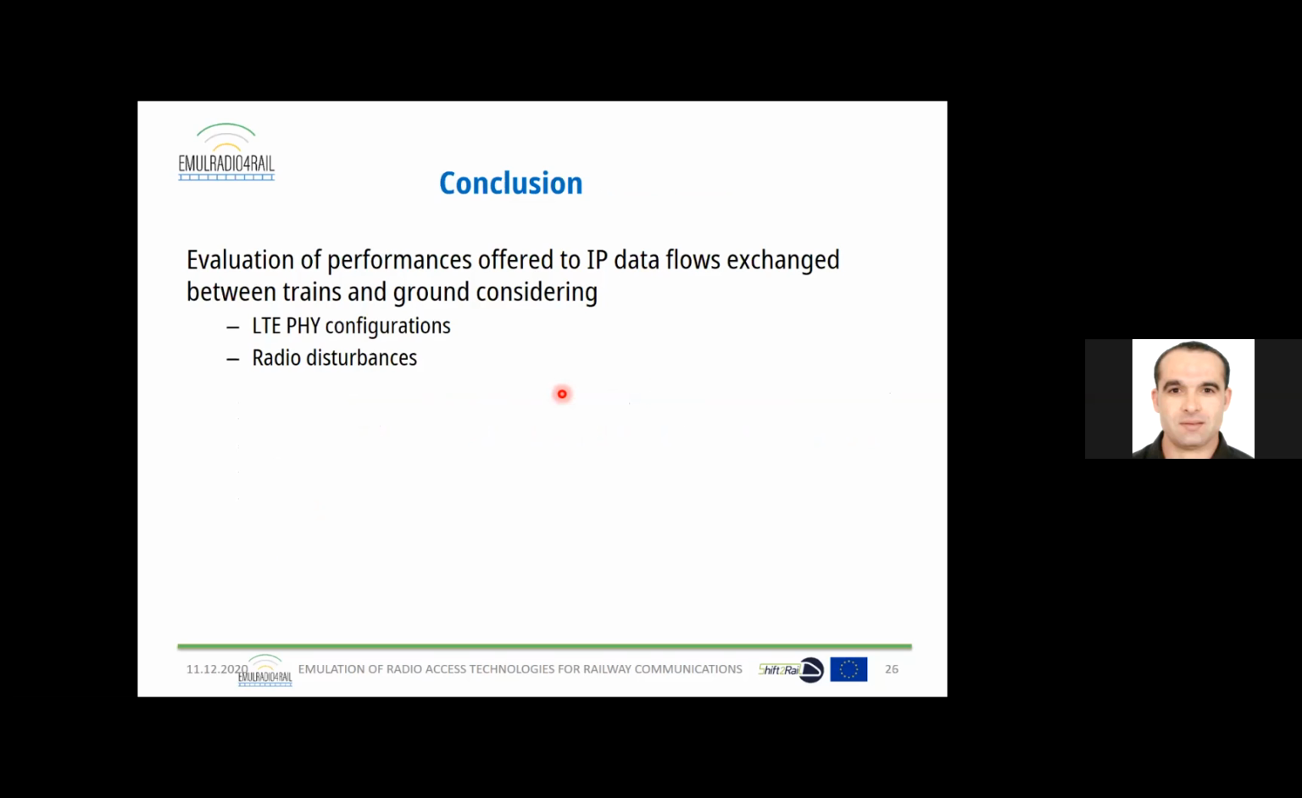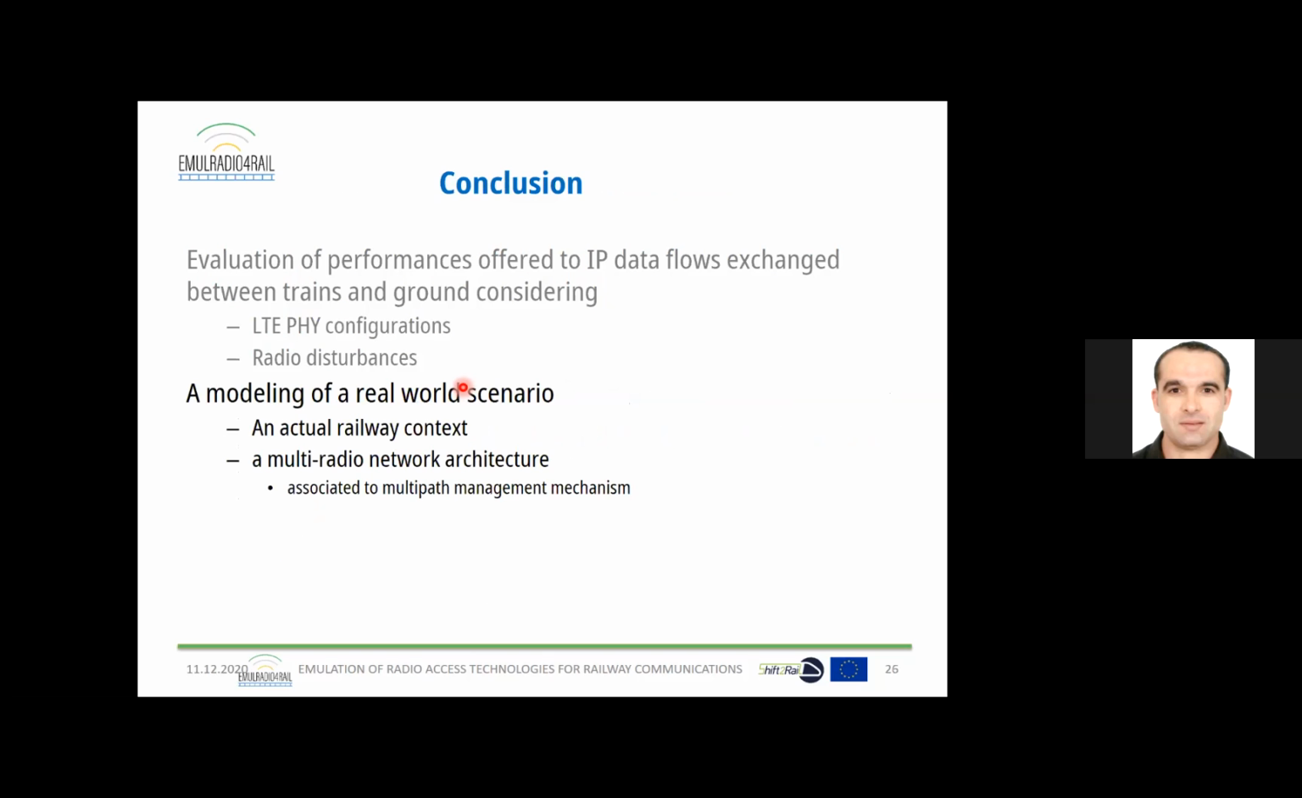So as a conclusion, in this part of the project, we proposed an evaluation of performances offered to IP data flows exchanged between trains and the ground, considering the physical layer configuration of LTE technology and also radio disturbances. And we propose a modeling of a real-world scenario considering an actual railway context and a multi-radio network architecture associated to a multipath management mechanism.